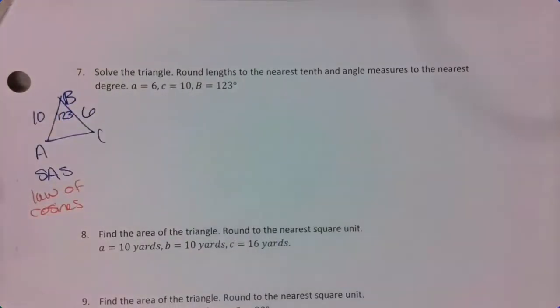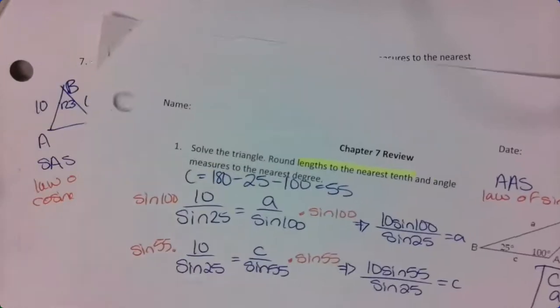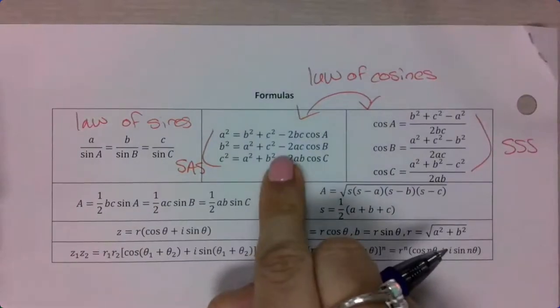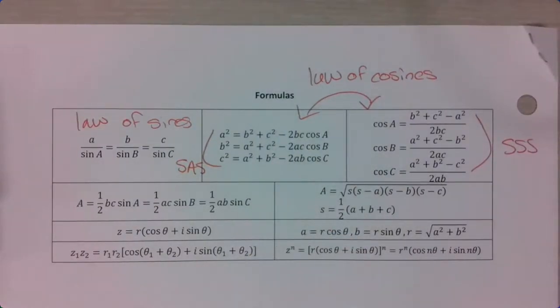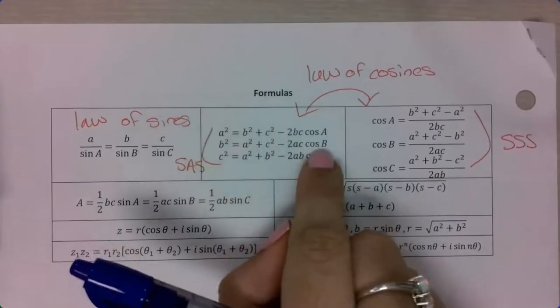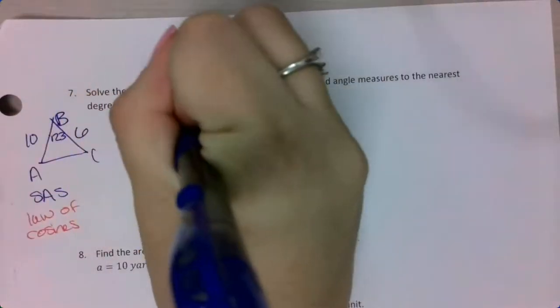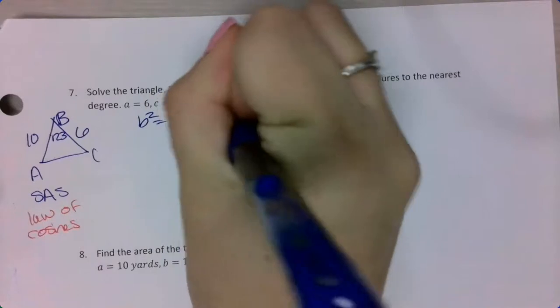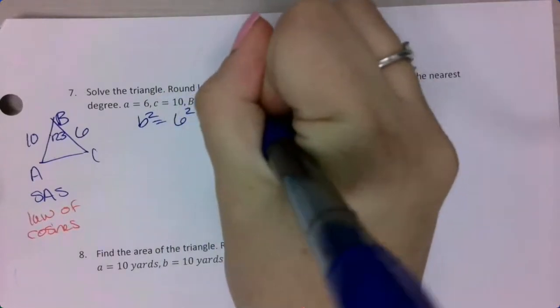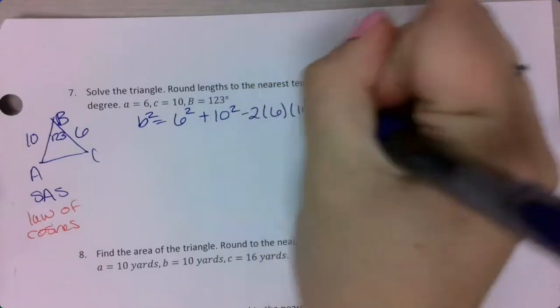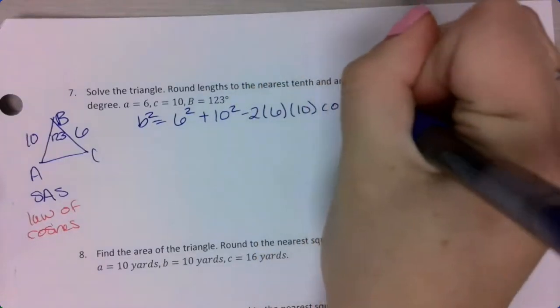Since I am starting off looking for a side, that's on the back of this one, I am going to use this formula. I am looking for my side length B because I have my angle B. So I'm going to have B squared equals A squared, which is 6, plus C squared, which is 10, minus 2 times my A, which is 6, times my C, which is 10, cosine of 123.